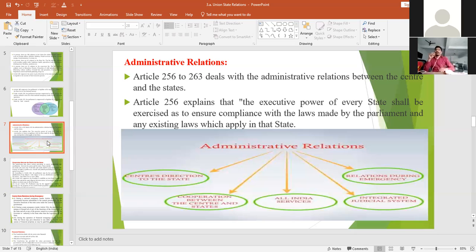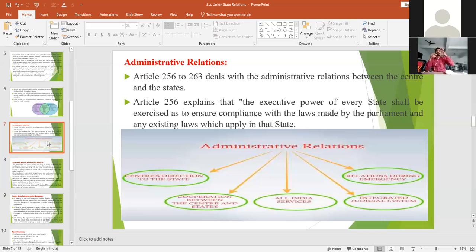Another administrative relation between the central government and the state government is the relation between the center and the state during the emergency. During the emergency, the state authority is completely kept silent, and in the emergency period the President of India can rule the state. Here the legislature's role is completely kept silent, and the executive role takes place. So like this, there are various kinds of administrative relations between the center and the states.